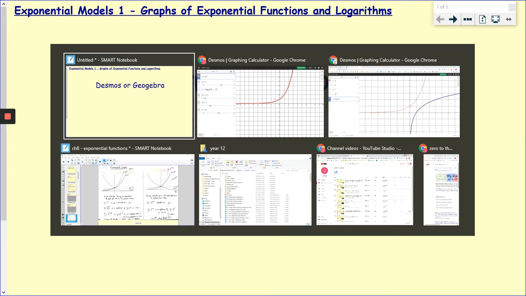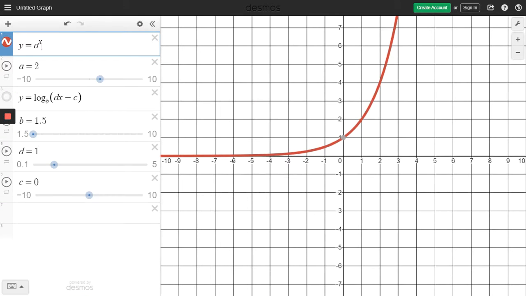So that's exactly what we're going to do. Which one do we want? This one, Desmos. First of all, this is a graph of, in this case, y equals 2 to the power x. Over here, I've got y equals a to the x, and I've got this slider. If you type in y equals a to the x, it says add slider. You click on the button, add slider, and it gives you this ability.